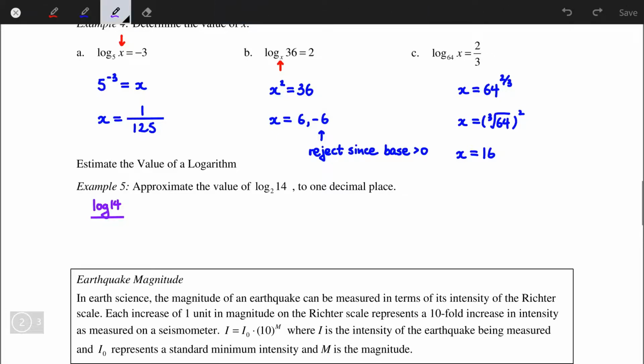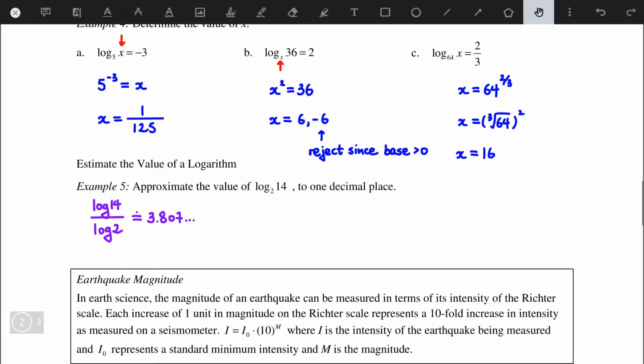This is an application of what's known as the change of base rule. And the details of this will be covered in a later section of this unit. But for now, if we're just going to be using a calculator, we can plug in log 14 divided by log 2, and that will give us an approximate value of 3.807, etc. Which makes sense because 14 is very close to 16, and 2 to the 4th power is 16, so it should be less than 4.